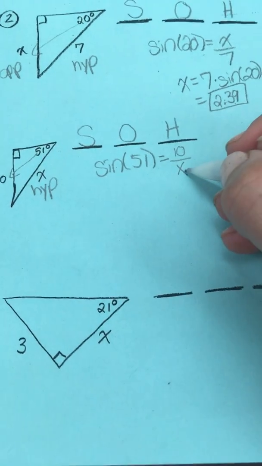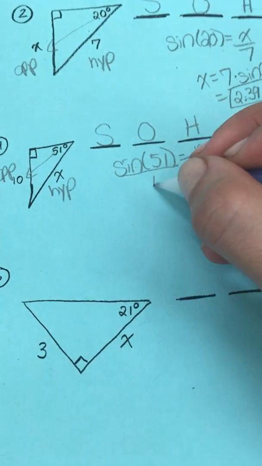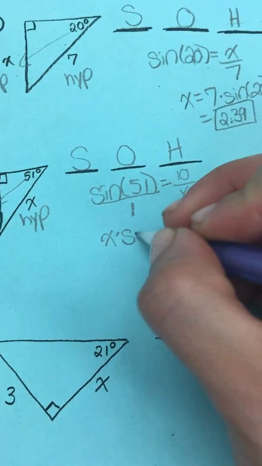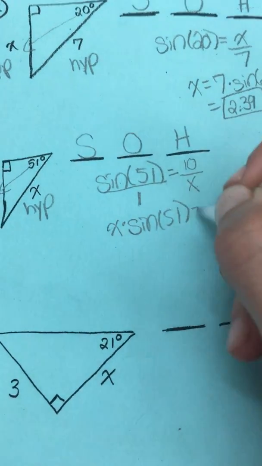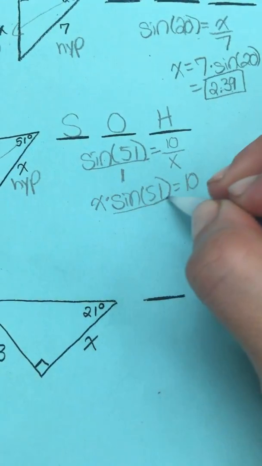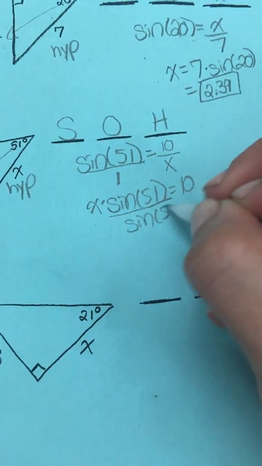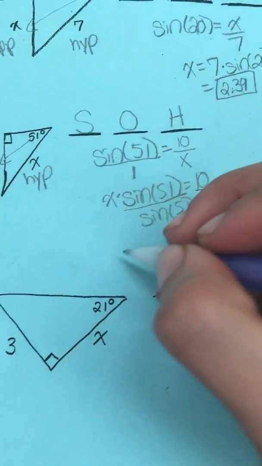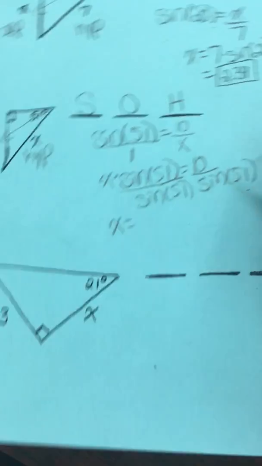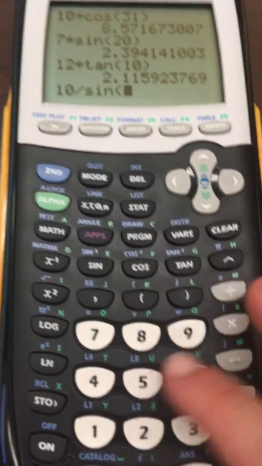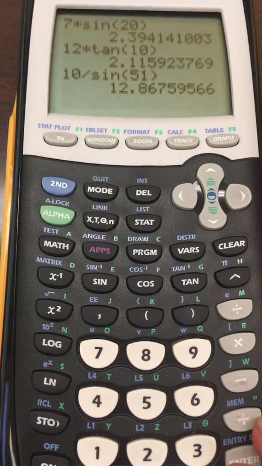So now we have x in the bottom of the fraction. So if you were thinking to cross multiply here, you would technically have x times sine of 51 is equal to 10 times 1, which is just 10. So to get x alone, you're actually dividing by sine of 51. So you're just going to plug in your calculator, 10 divided by sine of 51. Which brings you to 12.87 for x.